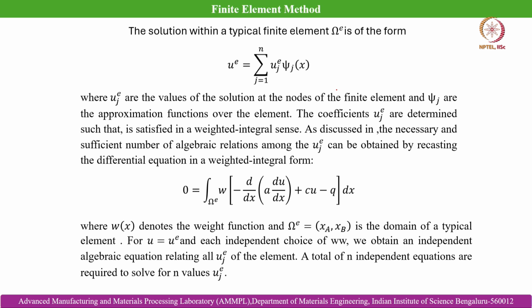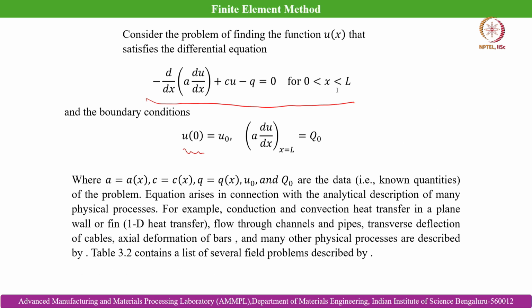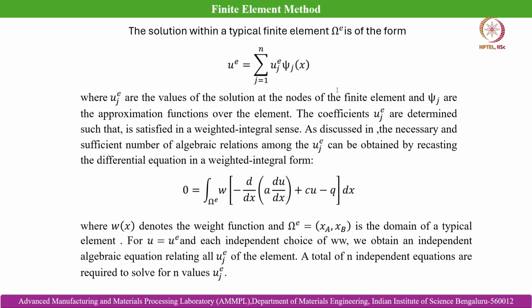So, as discussed, the necessary and sufficient number of algebraic relations among the u_j^e can be obtained by recasting the differential equation. Basically, we have to get a weak formulation of this given partial differential equation, which is also called the Galerkin method, and therefrom we can derive the stiffness matrix. So, how we will do it? Basically, we are integrating it over this finite element, that is omega e. And then we are also multiplying it by the weight function.